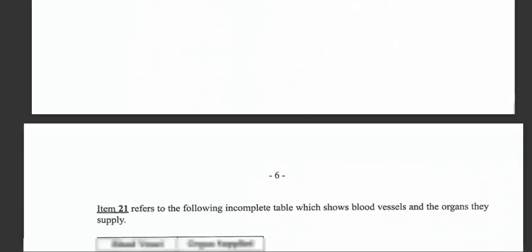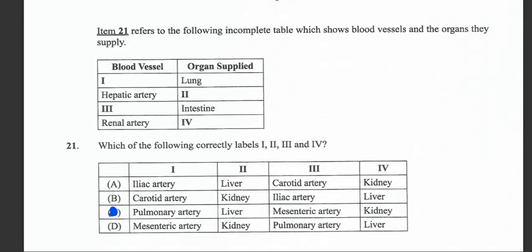Good. Number 21 says refer to the following incomplete table, which shows the blood vessels and the organs they supply. Item 21 says which of the following correctly labels 1, 2, and 3. We are going to find the option that best supports the table.